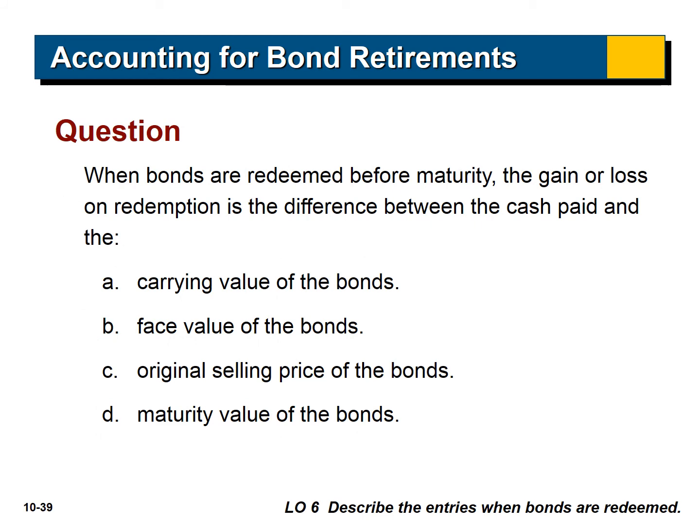When bonds are redeemed before maturity, the gain or loss on redemption is the difference between the cash paid and what? Well, we know it's the carrying value, or the book value, of the bonds.